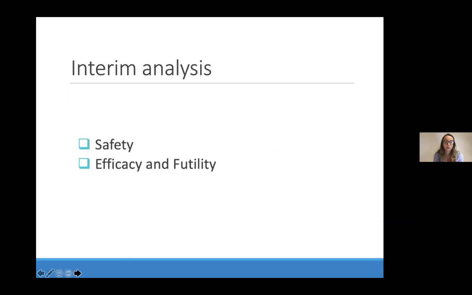As Jason, I think I'm pronouncing your name correctly, summarized for us, the main types of interim analysis are usually for safety, efficacy, or futility. They are different interim analyses, and they require different types of planning.